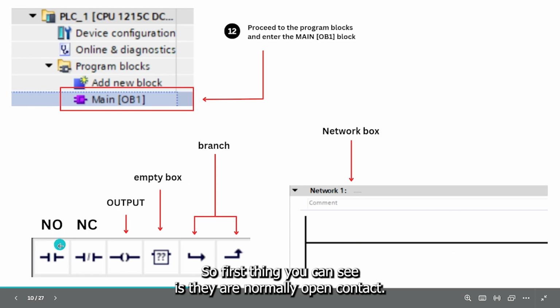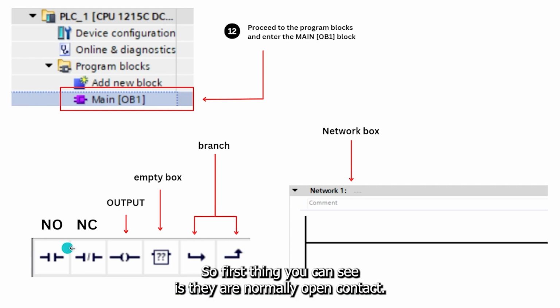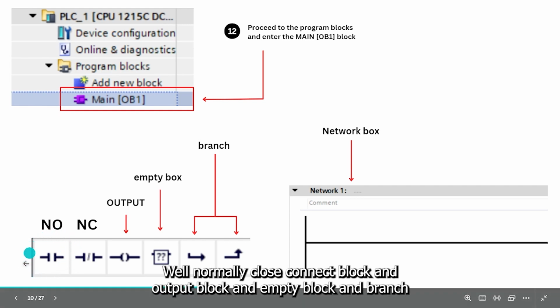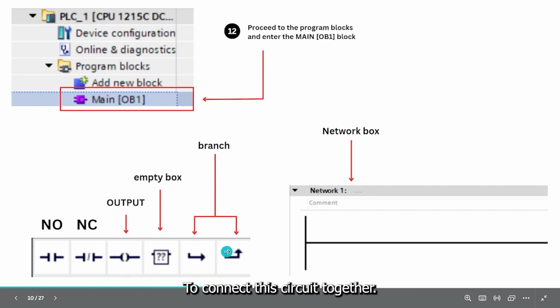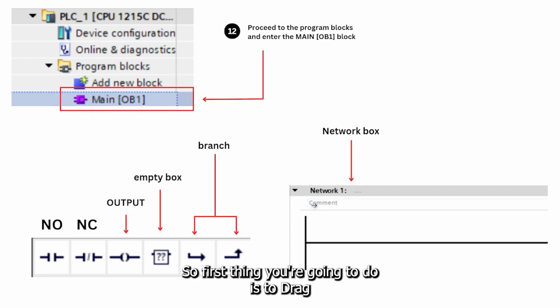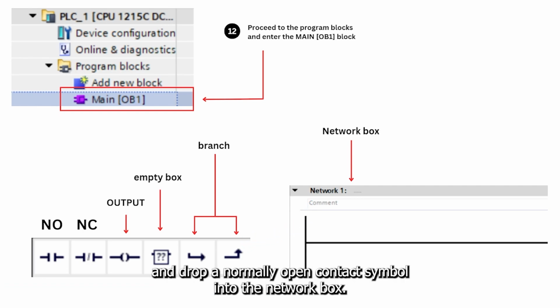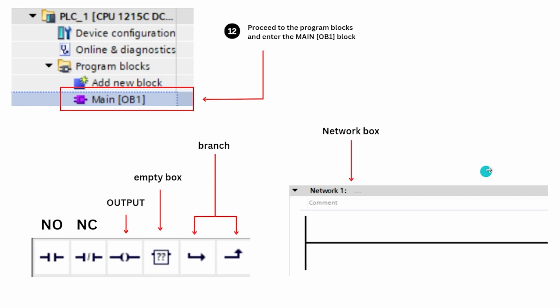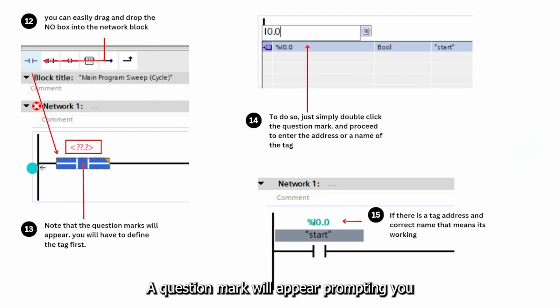Okay, so first thing you're gonna see is there are normally open contact block, normally closed contact block, an output block, an empty block, and a branch to connect the circuit together. So first thing you're gonna do is to drag and drop a normally open contact symbol into the network box. A question mark will appear prompting you to define the tag.